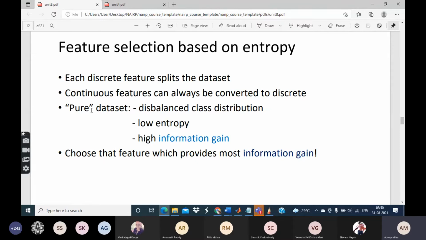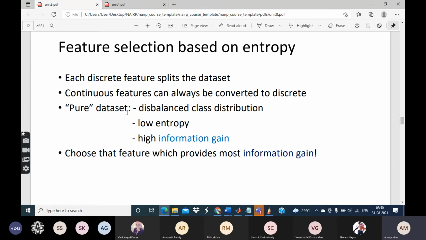Now, a pure data set, which we talked about earlier, is a data set in which one particular label is dominant. In other words, it has a disbalanced class distribution. It's not that the different classes have roughly equal probability like 0.5, 0.5 or 0.2, 0.2, 0.2, 0.2, but it is closer to the 1, 0, 0, 0 case. It need not be exactly 100 percent, it can be 0.9, 0.1 or 0.8, 0.1, 0.1, something like that also.